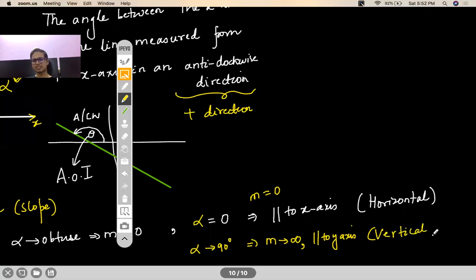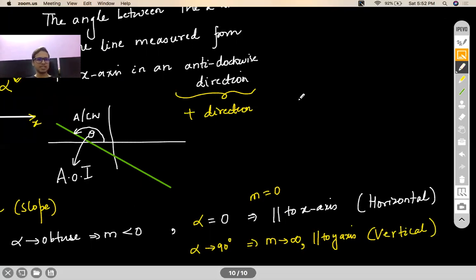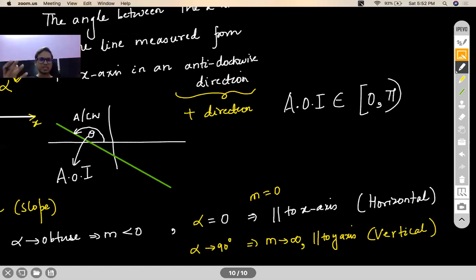Okay, so is the idea of what is angle of inclination clear to you? Angle of inclination will always be a value between 0 and pi, including 0, excluding pi. The angle of inclination of any line can never exceed this interval. So if somebody says the angle of inclination is, let's say, 150 degrees or 240 degrees, that means he is basically getting confused. It is not the angle of inclination that he is citing.